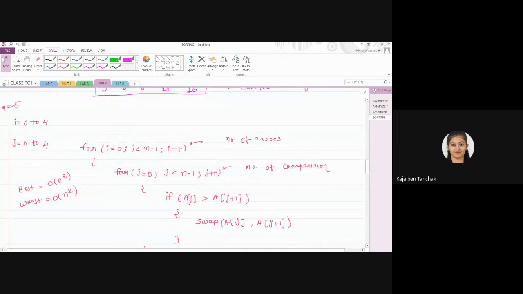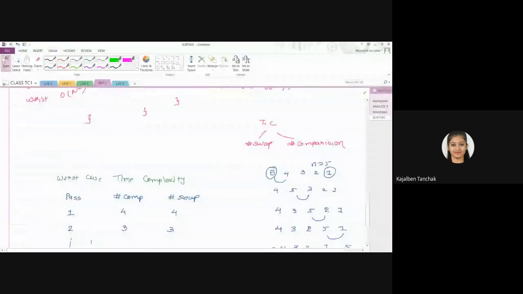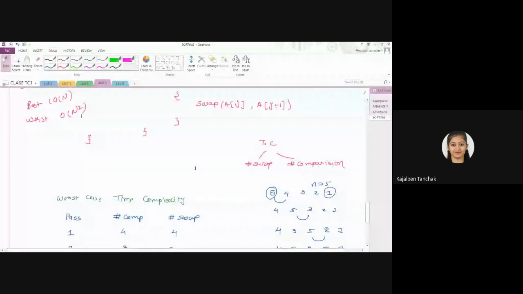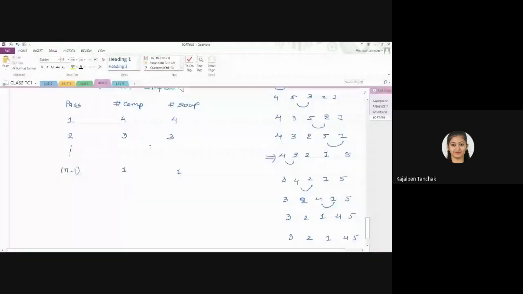So the value of j is dependent on the value of i. So here it will be changed to n minus 1 minus i. Okay, if you use this, then in the first case, it will be order of n square, right? So if you modify this algorithm and if you try to find out the time complexity, right? So based on the number of passes, the number of swaps will be decreased, right?